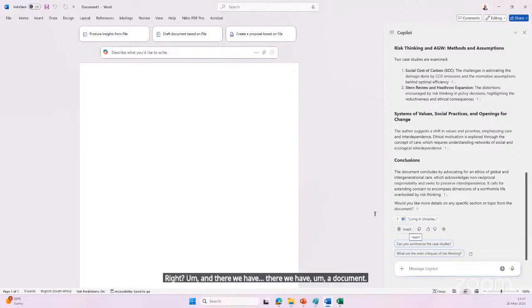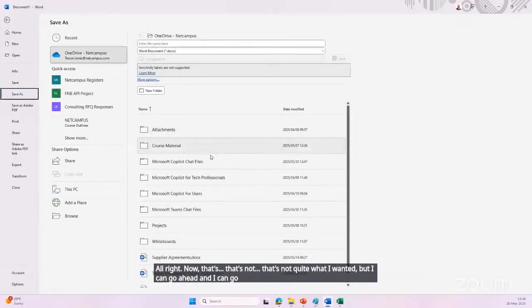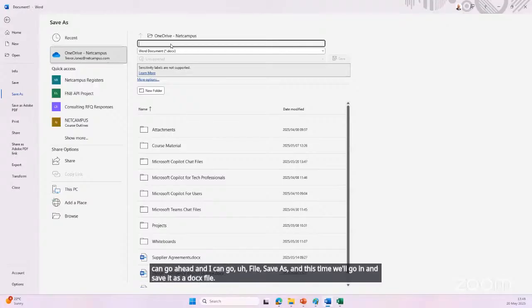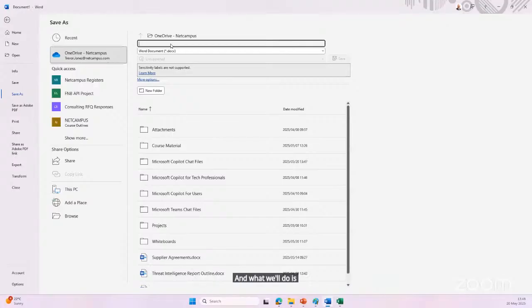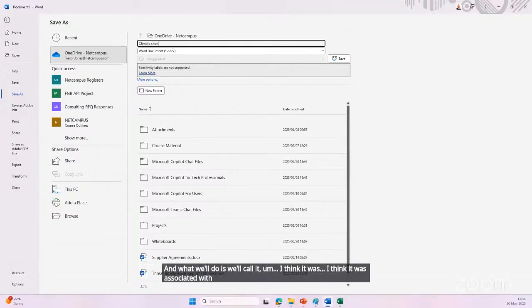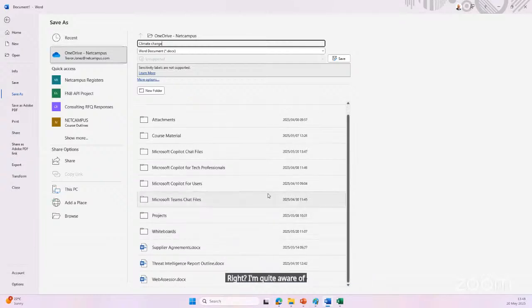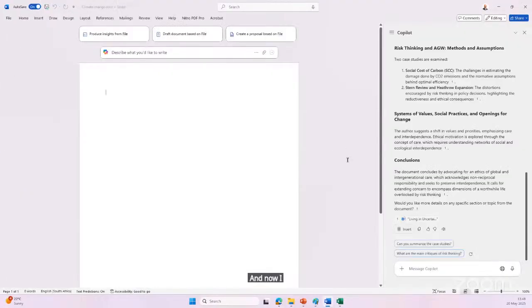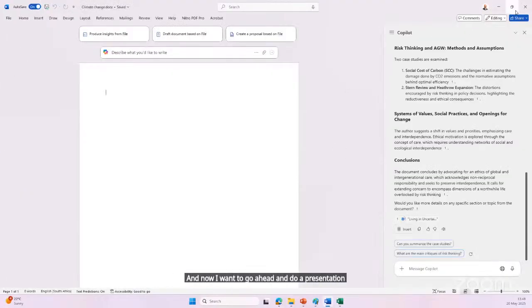All right. Now that's not quite what I wanted, but I can go ahead and I can go file save as, and this time we'll go ahead and save it as a docx file. And what we'll do is we'll call it, I think it was associated with climate change. Right. I'm quite aware of climate change myself, but maybe that's just me. And now I want to go ahead and do a presentation based on that document.